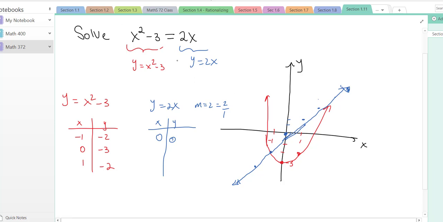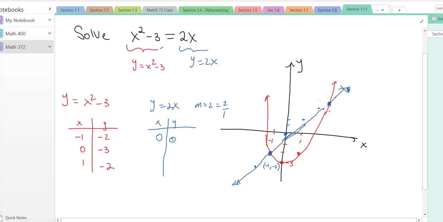Notice that if I continue my parabola, they are going to intersect. As I continue it up, it's going to intersect. And so the question is, what is that point? This looks like it's (-1, -2).